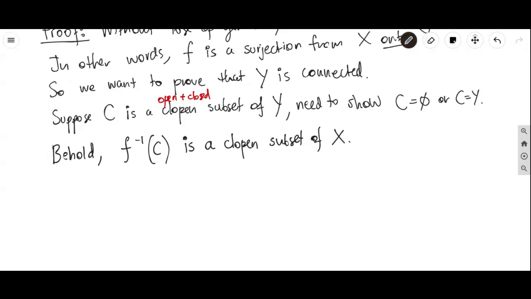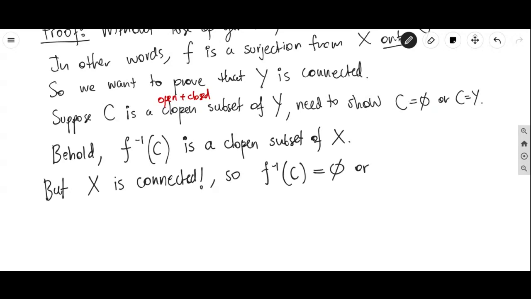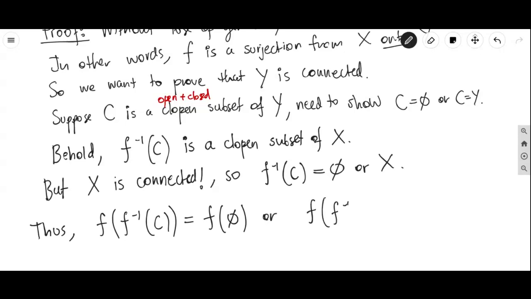Okay, so now we take advantage of the fact that X is connected. So F inverse of C, which is your clopen set, can only be either empty or all of X. Thus, now apply F again. F of F inverse of C is equal to F of the empty set, or F of F inverse of C is equal to F of X. If you're confused, all we're doing is, if this is equal to the empty set, you just apply F to both sides. And the other case is, if this is equal to X, you just apply F to both sides again. That's all we're doing, just applying F to both sides.